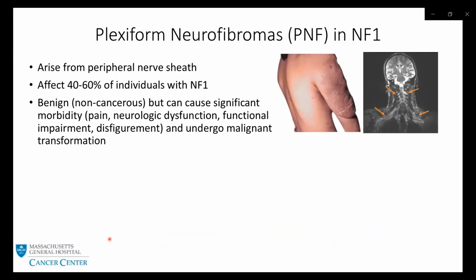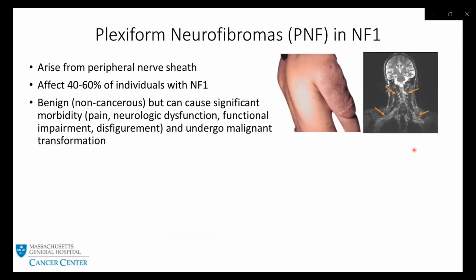Plexiform neurofibromas arise from the peripheral nerve sheath. They are a common type of tumor in people with NF1, affecting up to 60% of individuals. They can be located superficially, as seen here on the left, where they are often accompanied by characteristic skin changes such as hyperpigmentation and thickening of the skin. Or they can be invisible to the naked eye and be located deep inside the body.